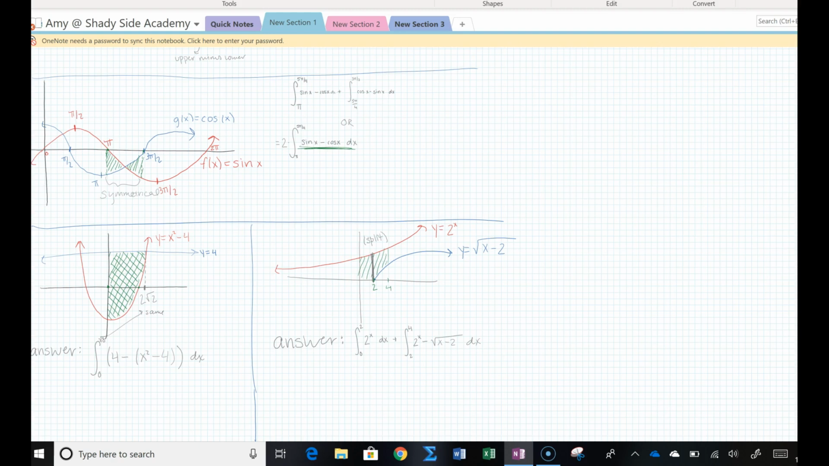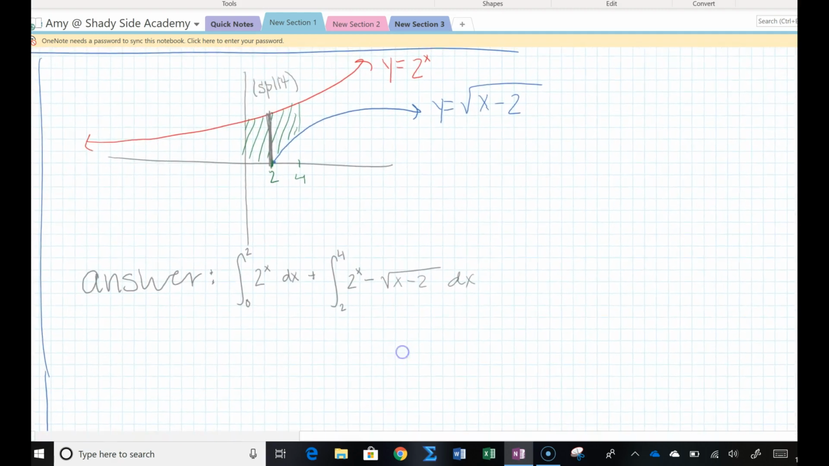How do you do this? What do you do, Jason? You do 2 parts. You absolutely need 2. This region right here is just the net signed area under the curve, the definite integral from 0 to 2 of 2 to the x dx. And then the definite integral from 2 to 4 of upper minus lower: 2 to the x minus root of x minus 2. And do not forget your dx's. Okay? All right, so do you see how that cancels out?